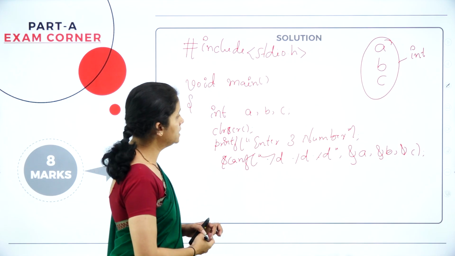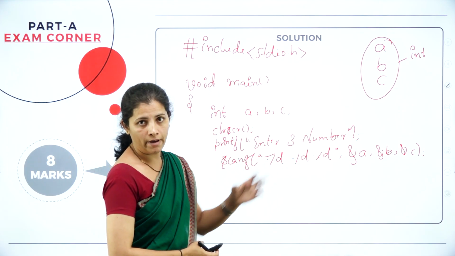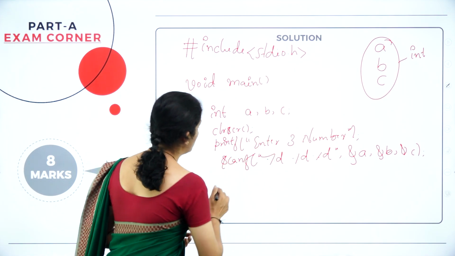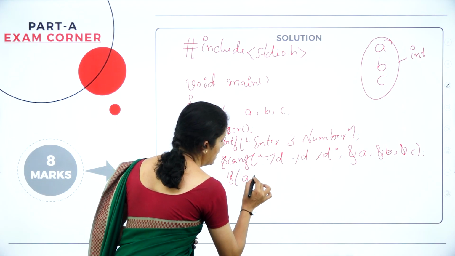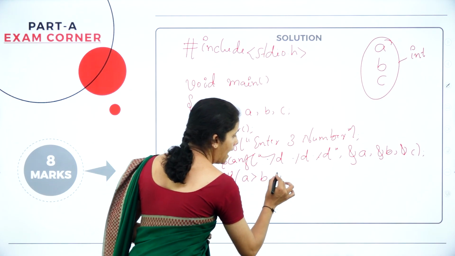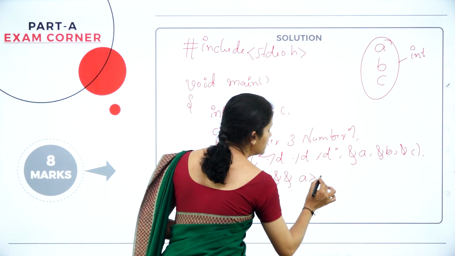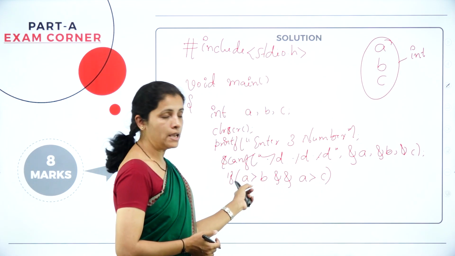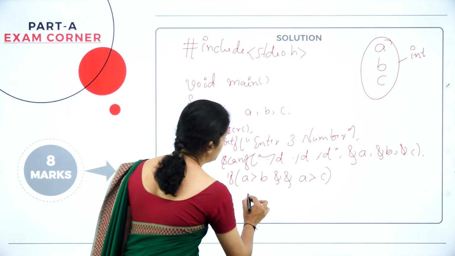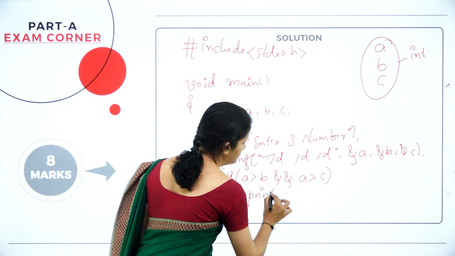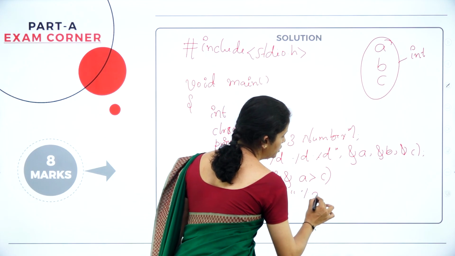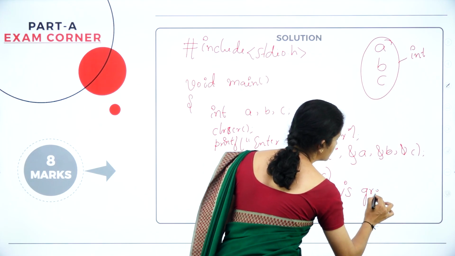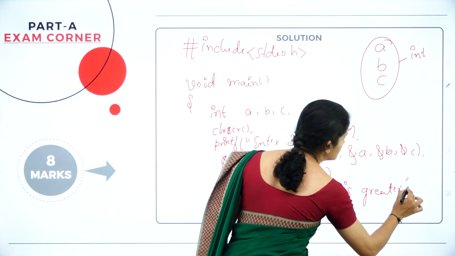Now, think that I have read A, B, C values. Now, what I want to do? I want to compare A with B and C. For that, I'll use if condition. If A greater than B and A greater than C, then I'm going to printf %d is greater.